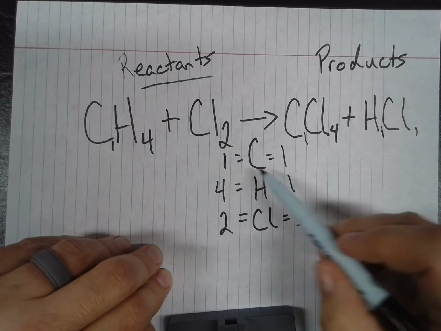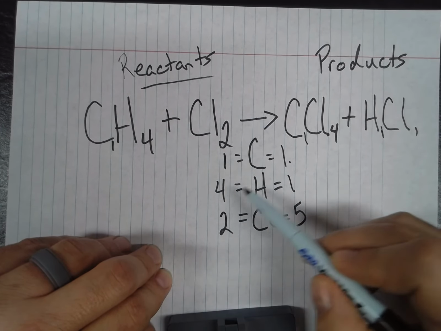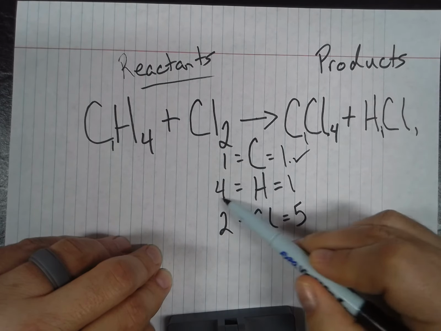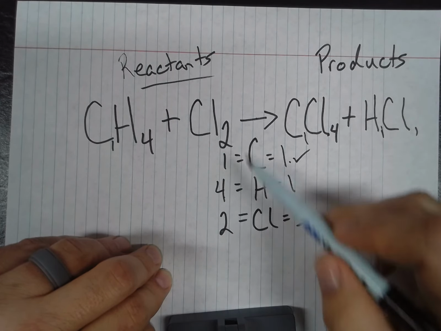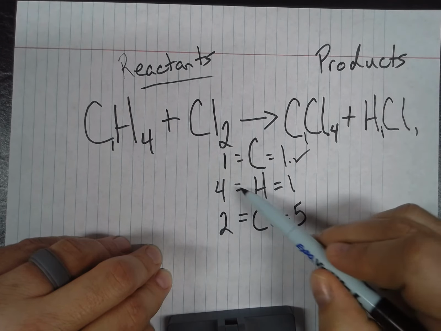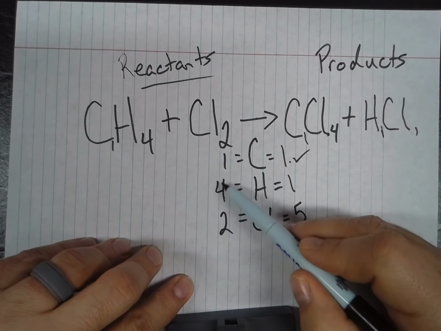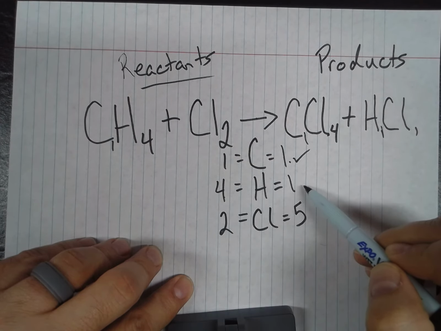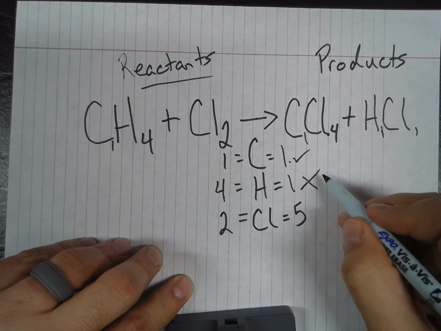Now in the last example, they all were equal. If you look at carbon, carbon is equal. Hydrogen is not. We have more in the reactants than we do in the product. According to the law of conservation of mass, that means that we had 4 atoms and then we destroyed some of the mass. You can't do that.